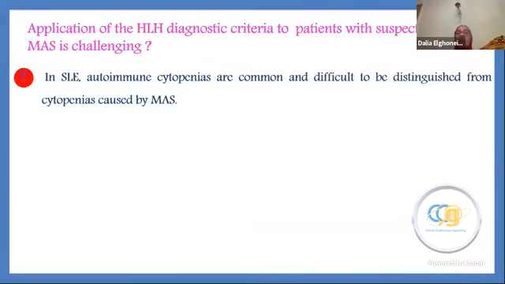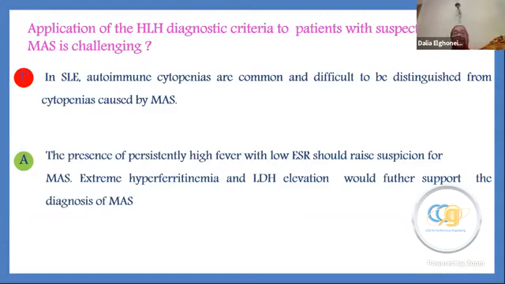So in SLE, for example, autoimmune cytopenias are common and difficult to distinguish from cytopenias caused by MAS. How could we suspect macrophage activation syndrome in a patient with SLE? If we find that the patient has persistently high fever, increased malaise, and although he showed manifestations of uncontrolled disease, he has low ESR. Also, extreme hyperferritinemia and LDH elevation would further support the diagnosis.